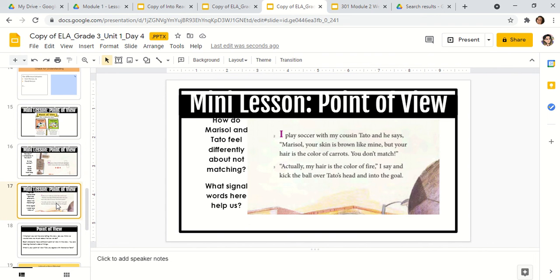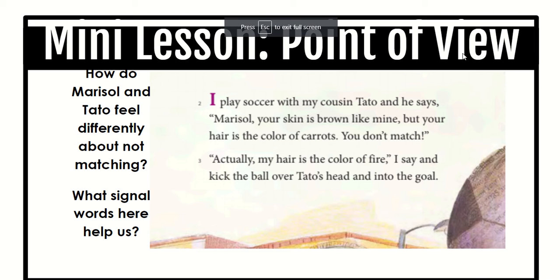So let's look at this excerpt here. How do Marisol and Tato feel differently about not matching? What signal words help us here? So we can see here some quotation marks. That means that someone is speaking. And I'm going to show you an example here.